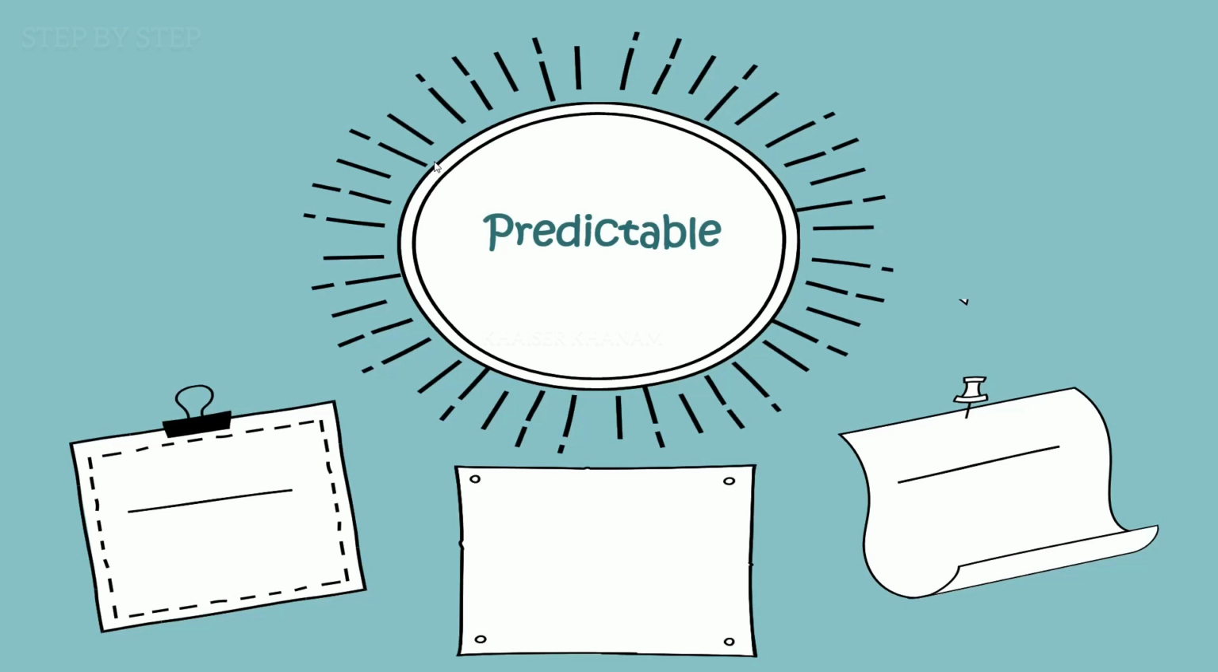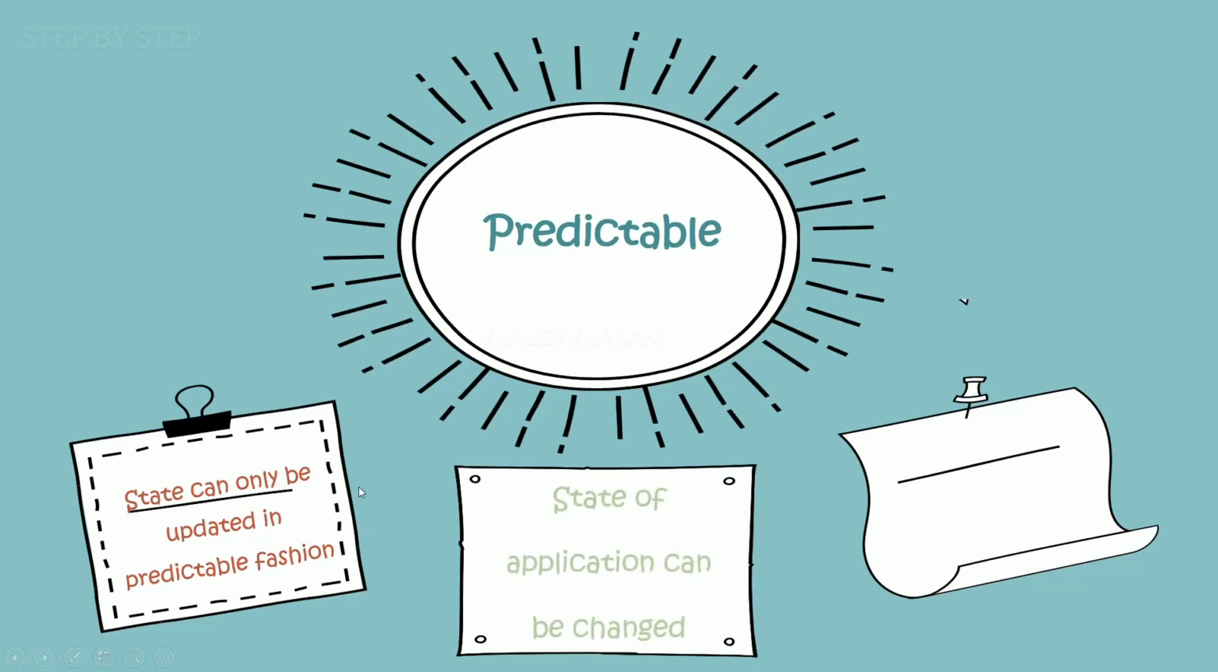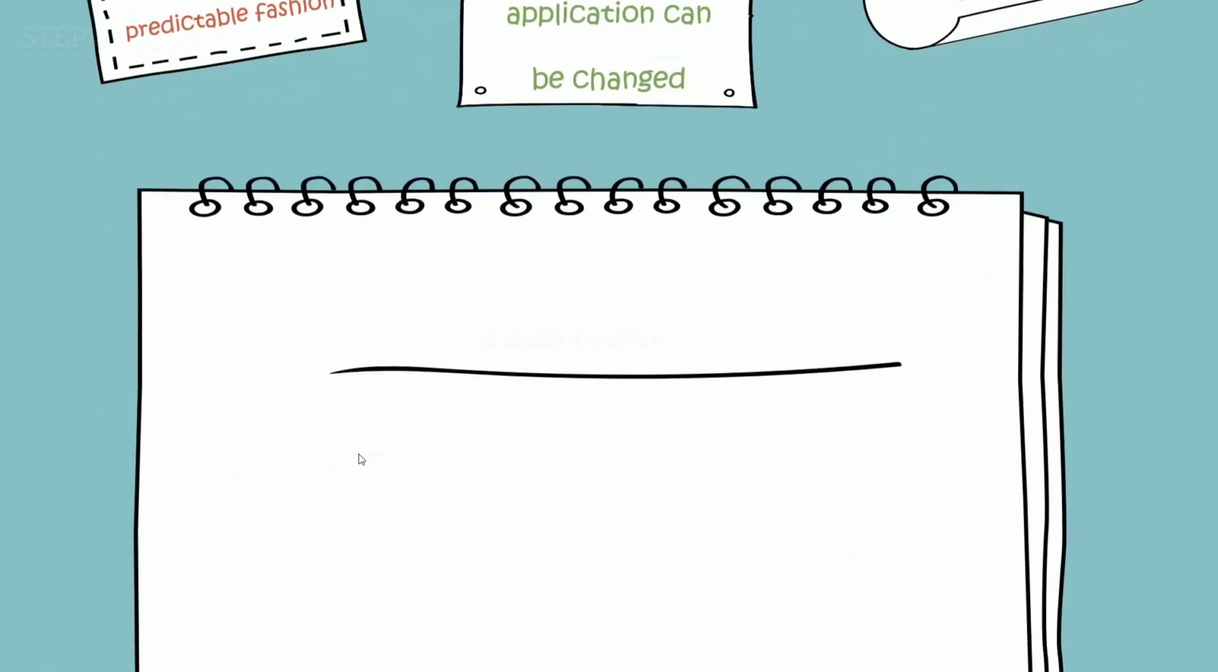Now next is predictable. Now predictable in the sense state can only be updated in predictable fashion, and state of an application can be changed but not very easily. For that we have to perform some actions, and whatever changes we do we will get to know about that changes. So it is called as predictable. Now state can only be updated in predictable fashion. I will just show you this example.